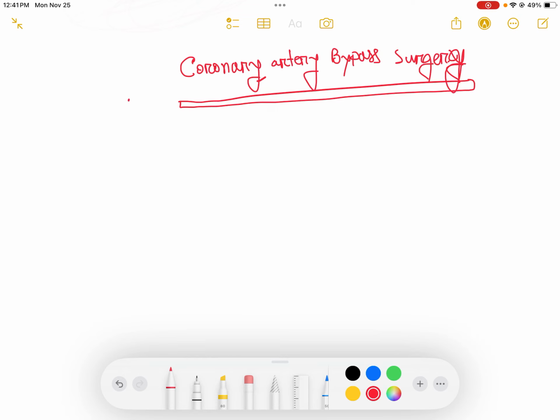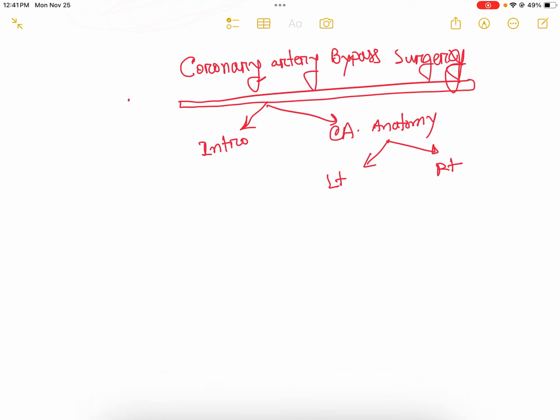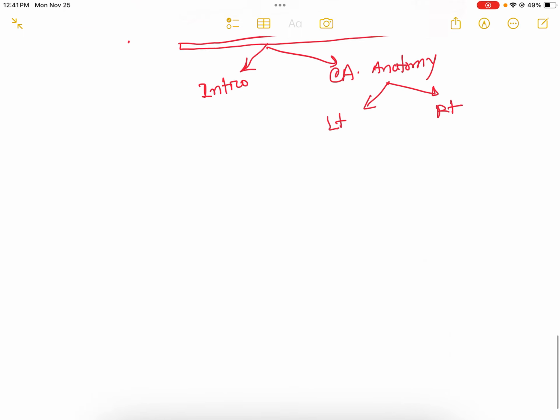Coronary artery bypass surgery. We will study this under two headings: introduction and coronary artery anatomy. Coronary artery, two types: left coronary artery and right coronary artery. Introduction.